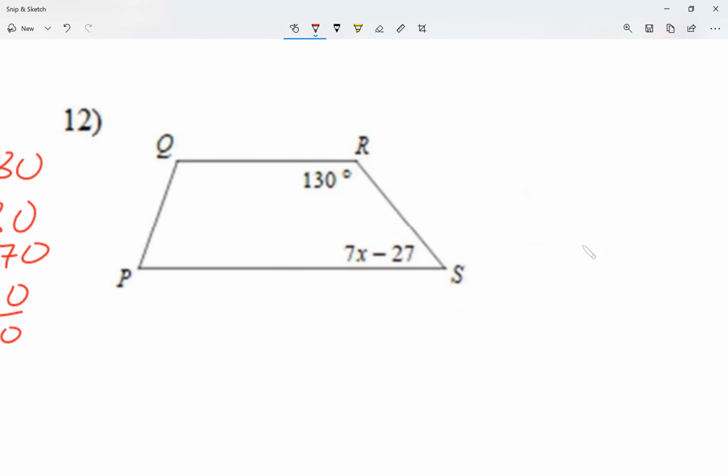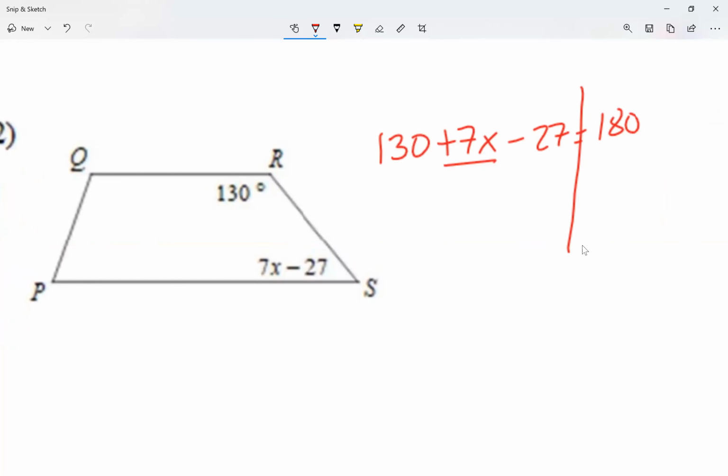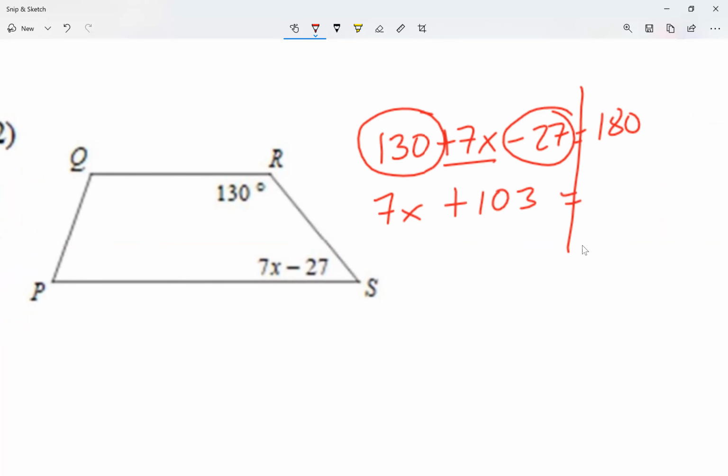I know those 2 angles, if I add them up, equals 180. So let me go 130 plus 7x minus 27 is equal to 180. Let me separate it through the equal side. Let me combine my like terms on the left side. When it comes to letters, I only have 7x. When it comes with numbers without a letter, I see 130 minus 27. So let me call that 103. Right, 130 minus 27 is 103. And I know all of this is equal to 180.